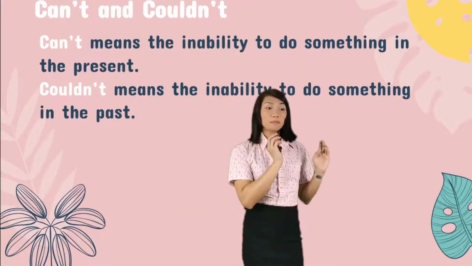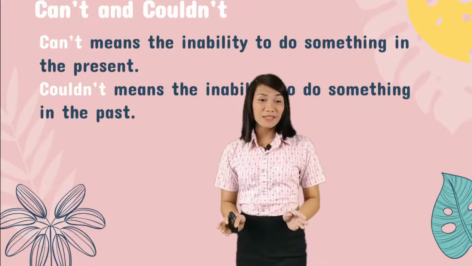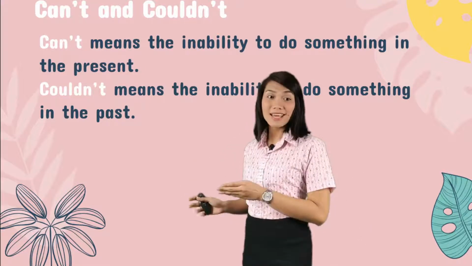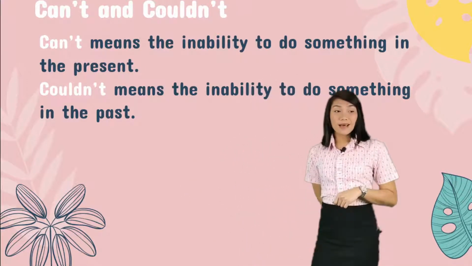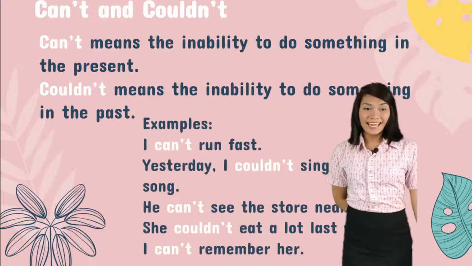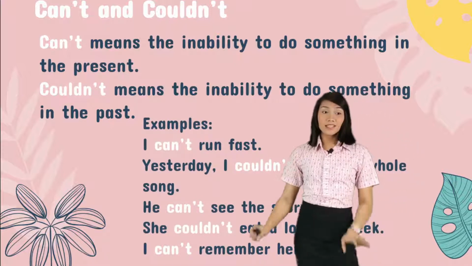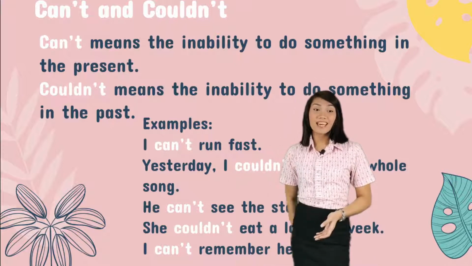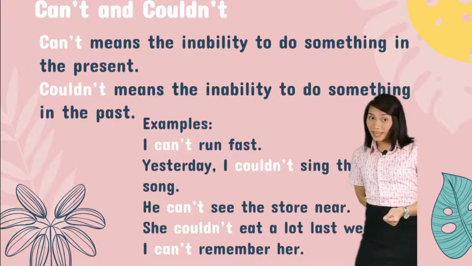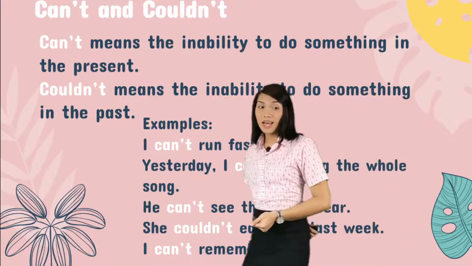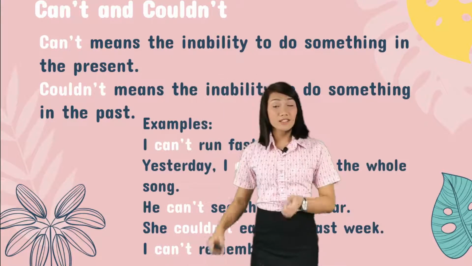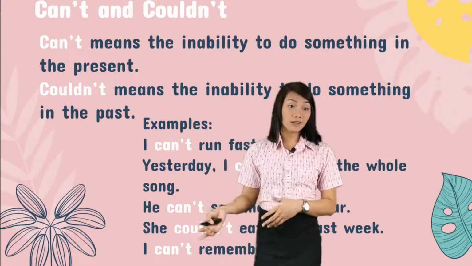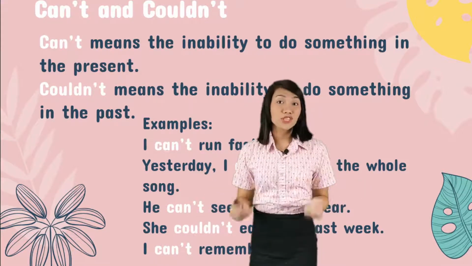It's both present form and past form, but this time, this is the thing that you cannot do, meaning you cannot do in present and in past tense. Now, further examples. Look at this. I can't run fast, meaning you can't run fast. Okay? So that is in present form. That's why you use can't. Next example. Yesterday, I couldn't sing the whole song. So it's already done, and it is an inability to sing the whole song. It happened yesterday. That's why we use couldn't.